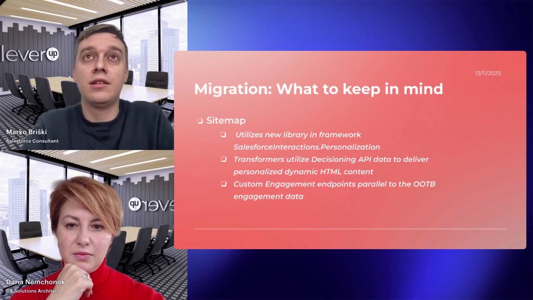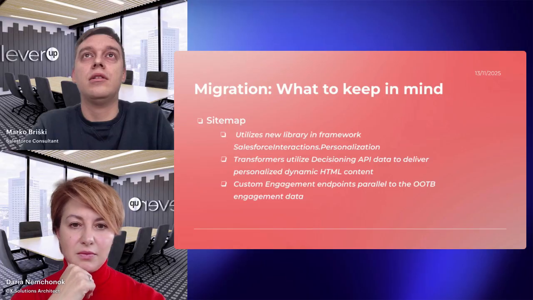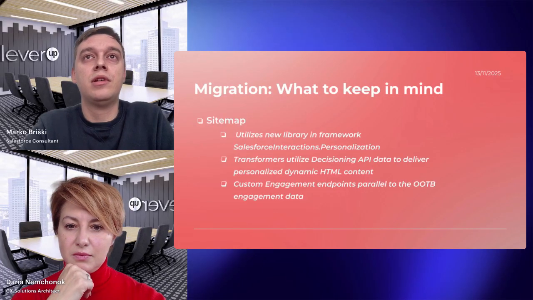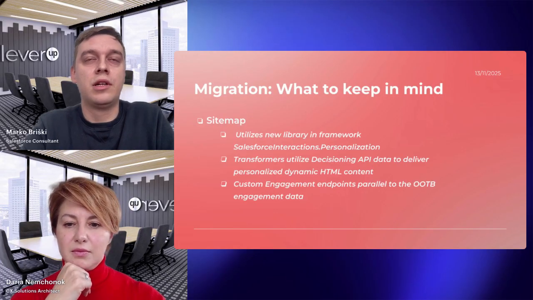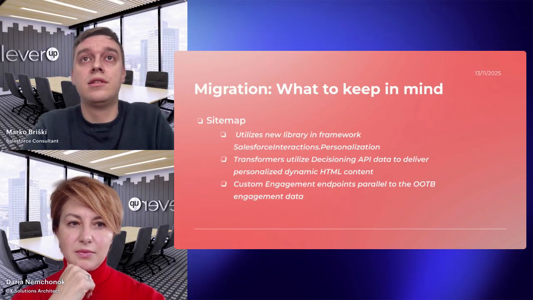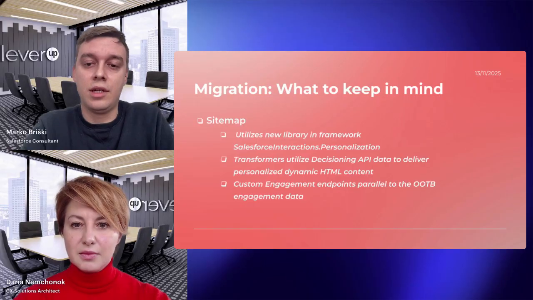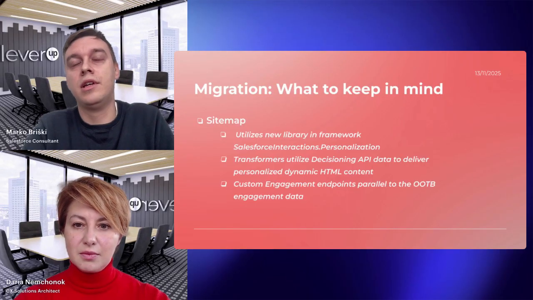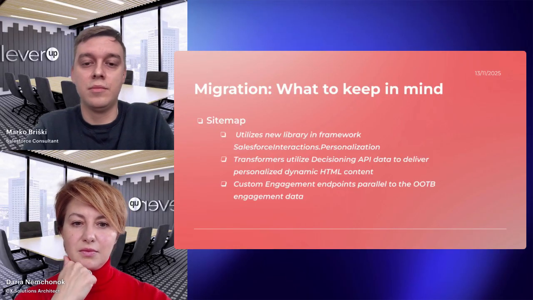The one new thing that I saw is the transformers, which is a new part of the sitemap that didn't exist in Marketing Cloud Personalization. It's basically part of the code that utilizes the response from the decisioning API to deliver dynamic HTML content for the customers.